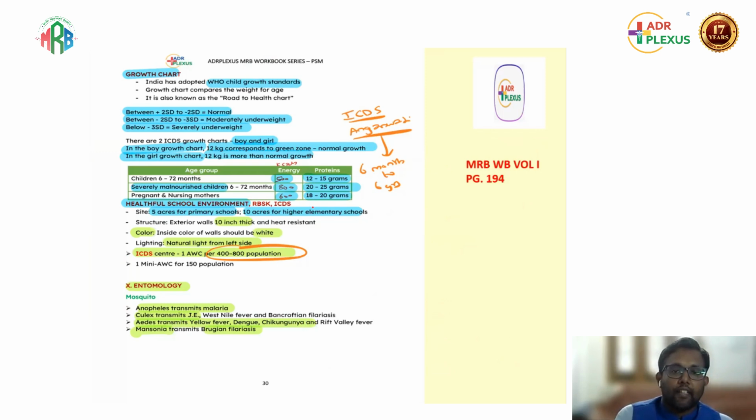See, from our ICDS, we saw that children below 6 years need 500 kilocalories and 12 to 15 grams of protein. Severely malnourished children need 800 kilocalories and 20 to 25 grams of protein. Pregnant and nursing women need 600 kilocalories and 18 to 20 grams of protein. Although it is not directly told, it indirectly tells you there is 1/3 of calories and half of the protein requirement.